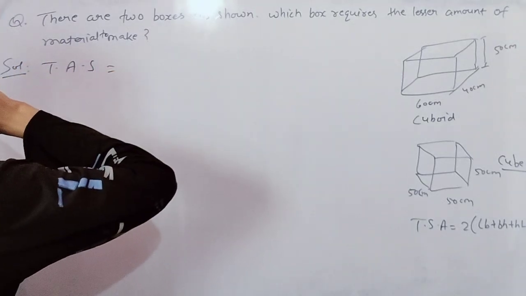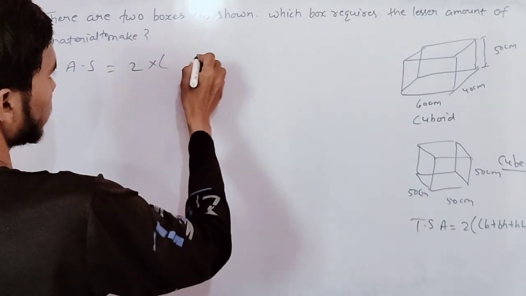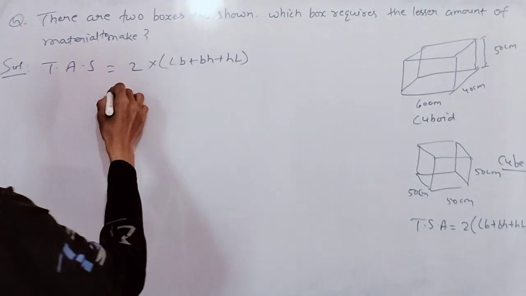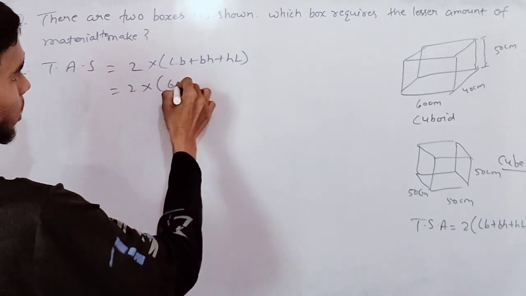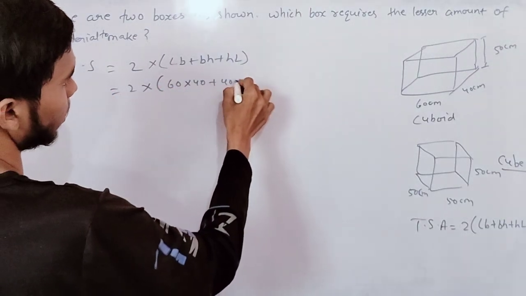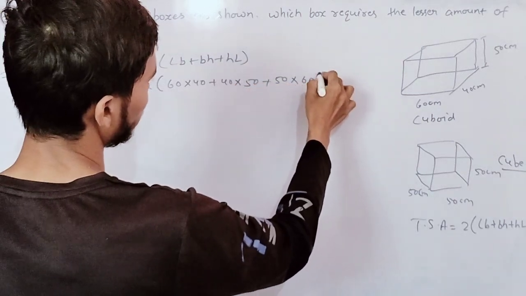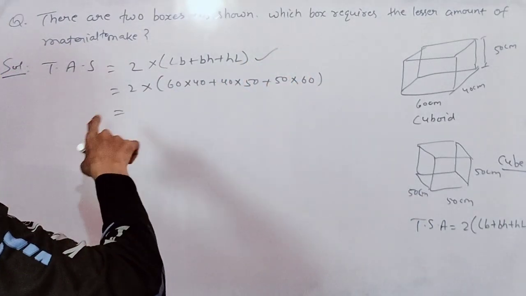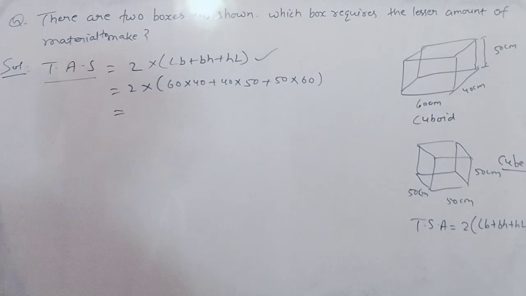Total surface area: 2 into LB plus BH plus HL. 2 multiplied by L, which is 60, multiplied by 40, plus 40 multiplied by 50, plus 50 multiplied by 60. Here we applied the total area of surface.